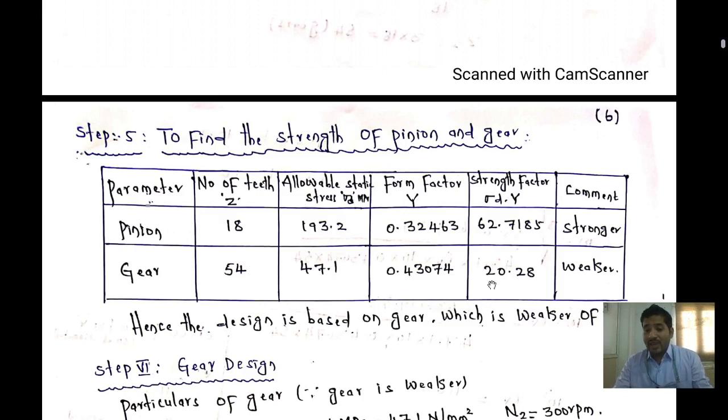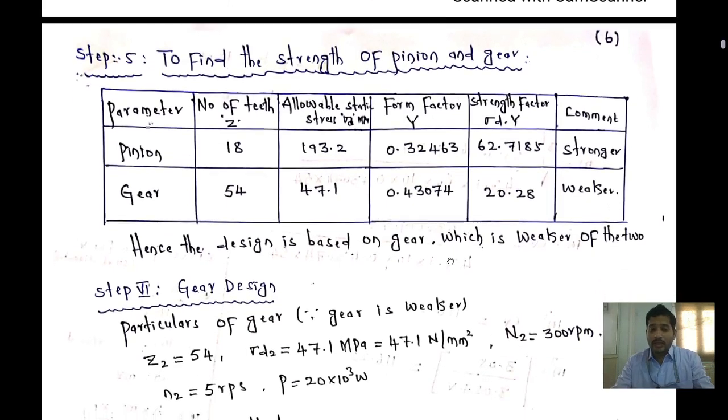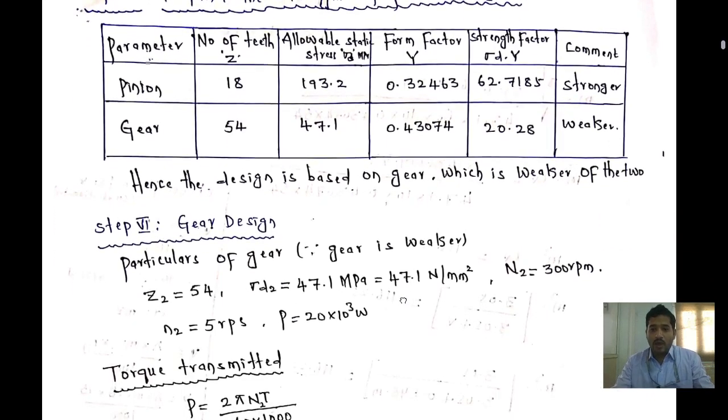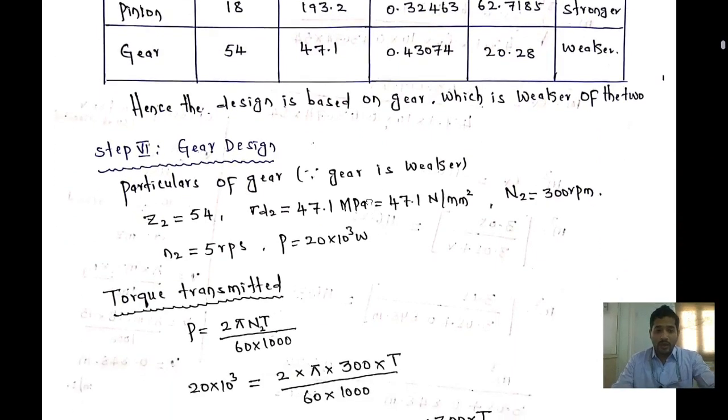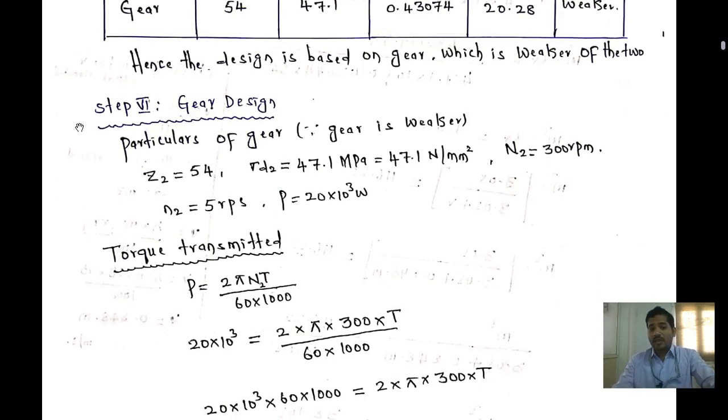So we understood that the static strength factor of the pinion is greater than that of the gear. For that reason we need to design on the gear. This is the stronger one and this is the weaker one. We design on the gear because the gear is weaker than the pinion. After that, we go to step number 6. We need to design the gear over here.